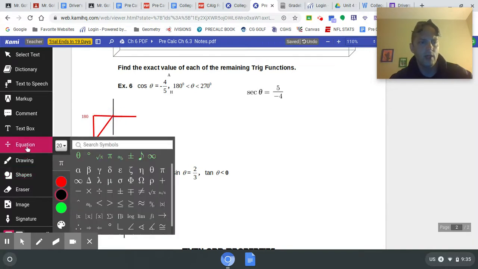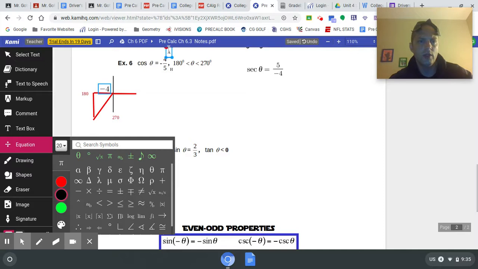Okay. We know the adjacent leg, which is, again, here's the little angle. Adjacent would be right here. We know that is negative 4. We know the hypotenuse is 5, and we know this one's the hypotenuse. So right there is 5.